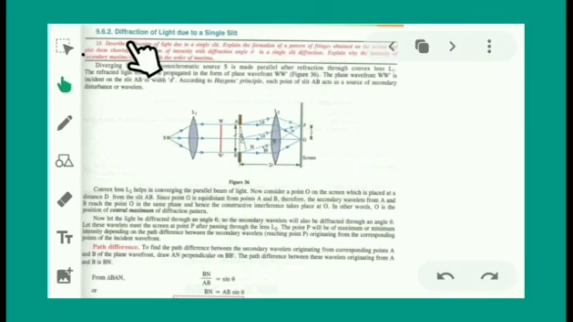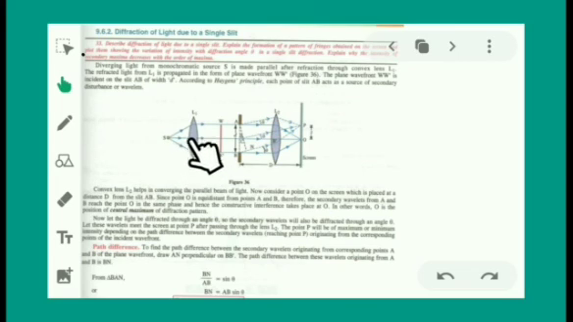Here we are going to discuss diffraction of light due to a single slit. In interference, we discussed the double slit experiment, Young's double slit experiment. Here we are going to see diffraction of light due to a single slit. What is the experimental arrangement? See here. S is the source of light.